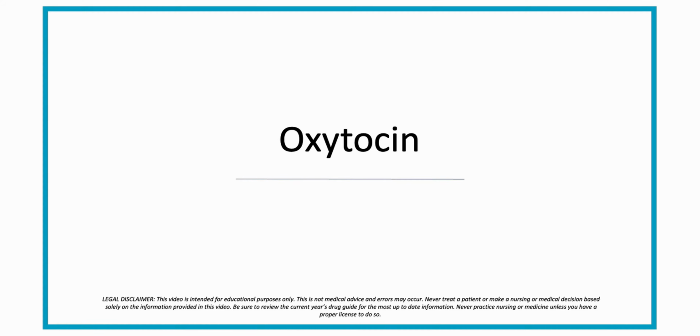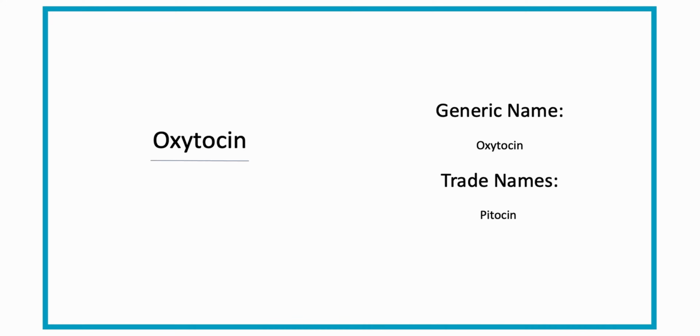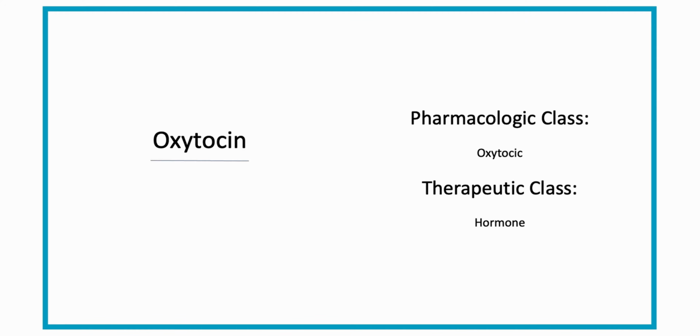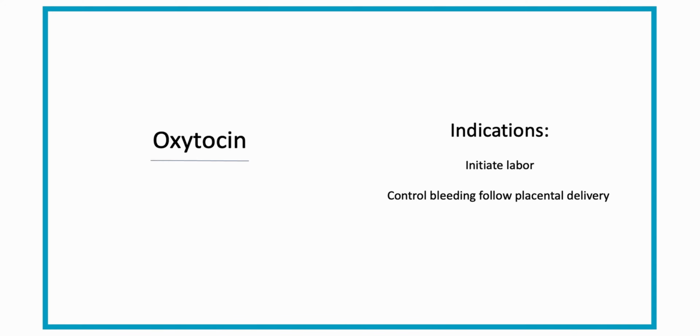Okay, let's talk about oxytocin. The generic name is oxytocin and the trade name is Pitocin. The pharmacologic class is an oxytocic and the therapeutic class is a hormone. The indications of oxytocin, or what it's used for, is to help stimulate uterine contractions to initiate labor or to control bleeding immediately after the placenta is delivered.